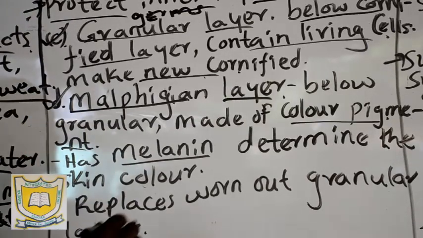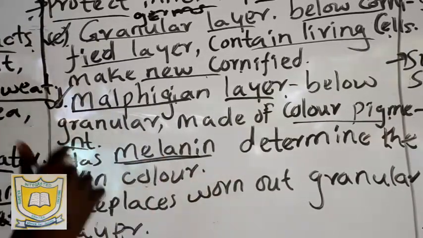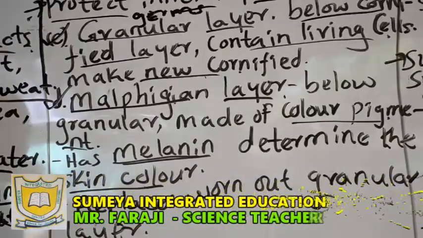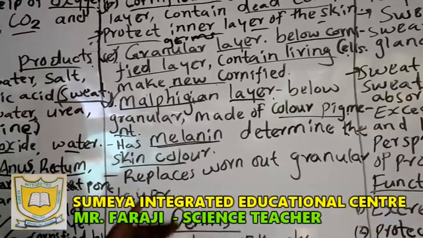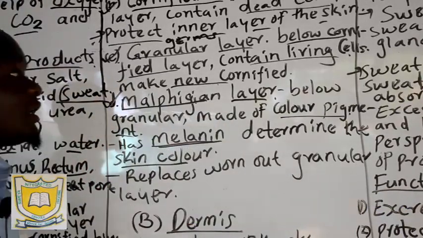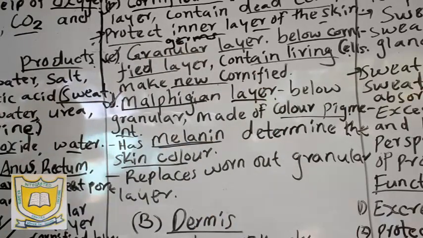This layer contains what we call melanin. This melanin is the one that determines the color of the skin. If somebody asks you which part of the skin determines the color of anybody, you talk of the layer that contains melanin, which determines the color of the skin.